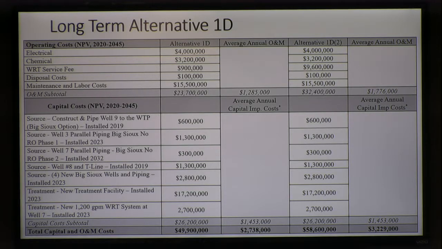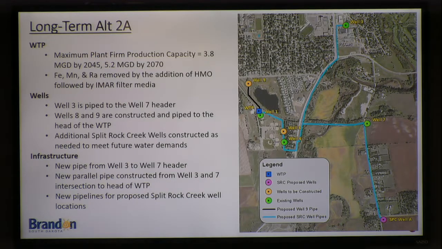Okay, alternative 2, the A, B, C, and D are just like alternative 1. The only difference is instead of seeing this pipeline go up and collect water from wells in the Big Sioux, the focus is on Split Rock Creek, right? So again, assuming the studies enable Split Rock Creek to be developed.